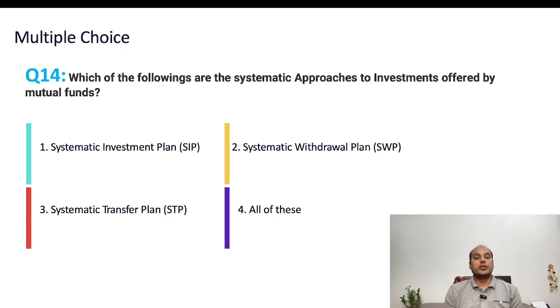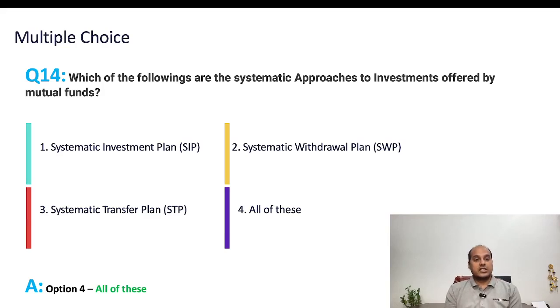Question number 14. Which of the following are the systematic approaches to investments offered by mutual fund? SIP, SWP, STP. Systematic investment plan, systematic withdrawal, and systematic transfer. All of these are systematic approaches. So option 4 is correct.